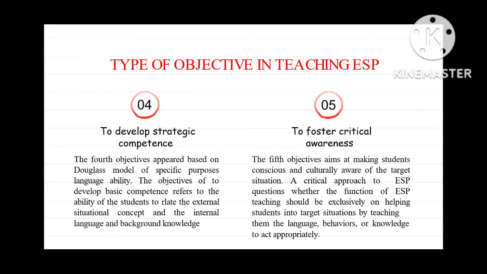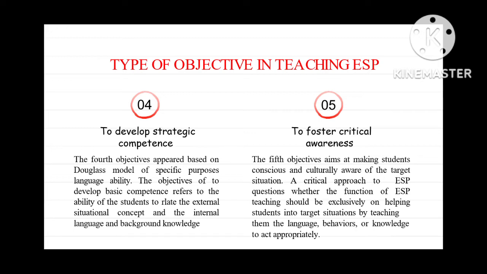Next, fourth, to develop strategic competence. The fourth objective appears based on Douglas' model of specific purpose language ability. There are three parts of ESP ability: 1. Language knowledge, 2. Background knowledge, and 3. Strategic competence. The objective to develop strategic competence refers to the ability of the students to relate the external situational concepts and the internal language and background knowledge.